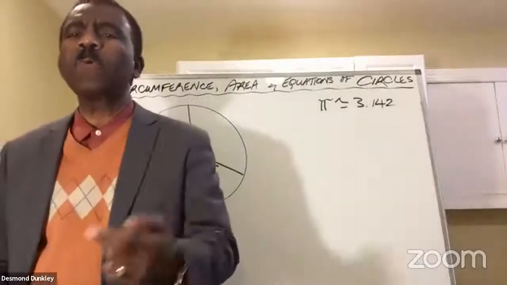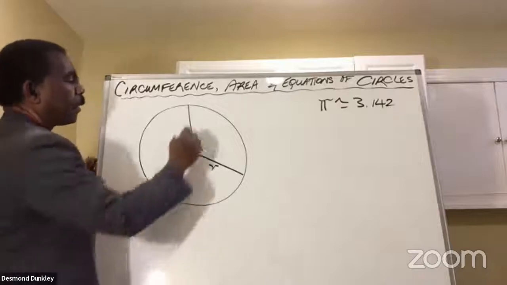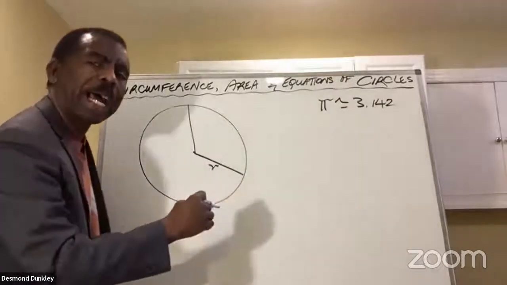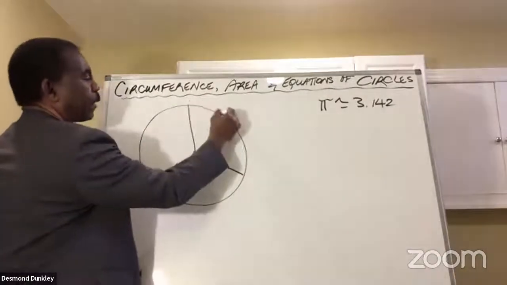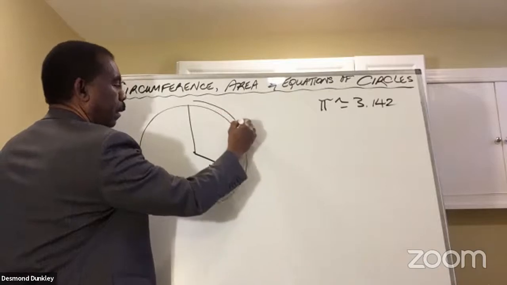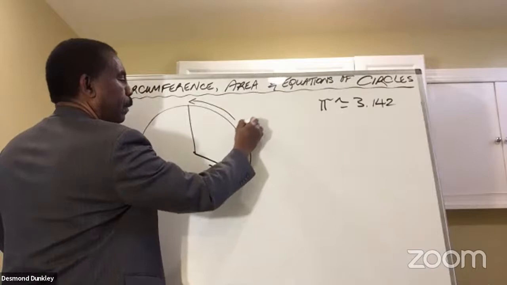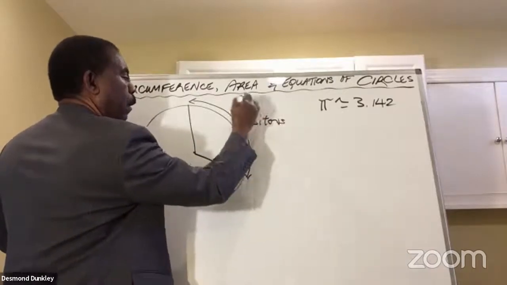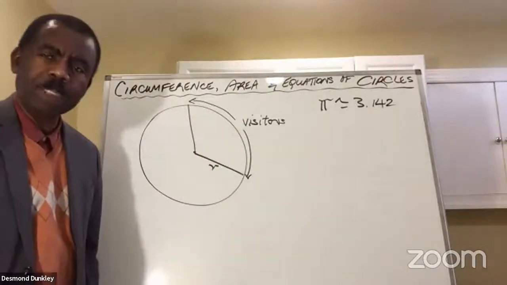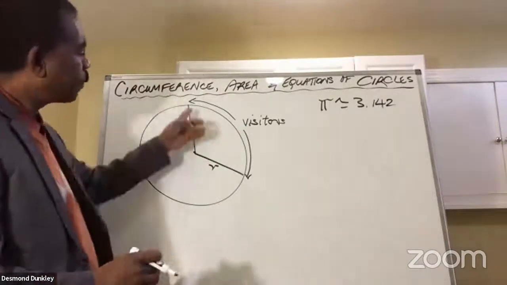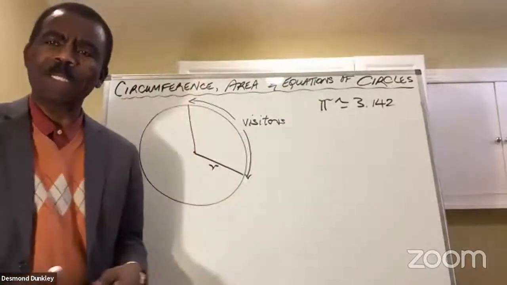Okay, suppose your school has a circular stadium and the seating is in a circle like this around the stadium, and you have reserved this portion for your visitors. And then of course, this is for your home spectators. And this is for your visitors. And you want to know, what is the total distance set aside for your guests, for your visitors?